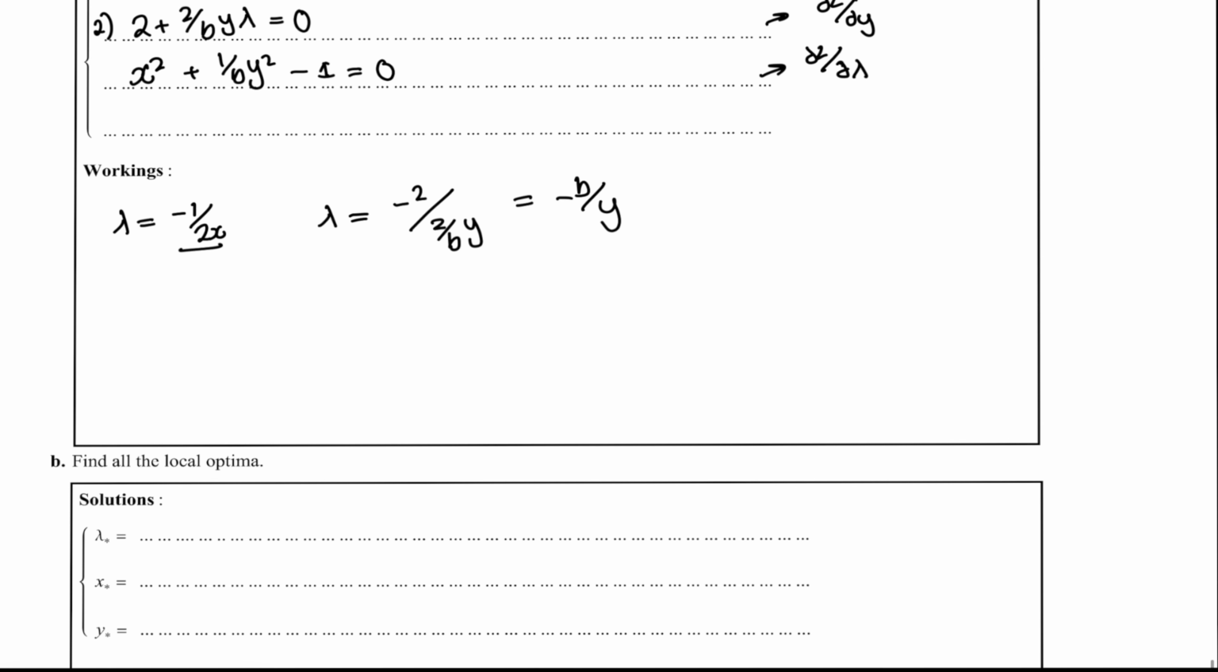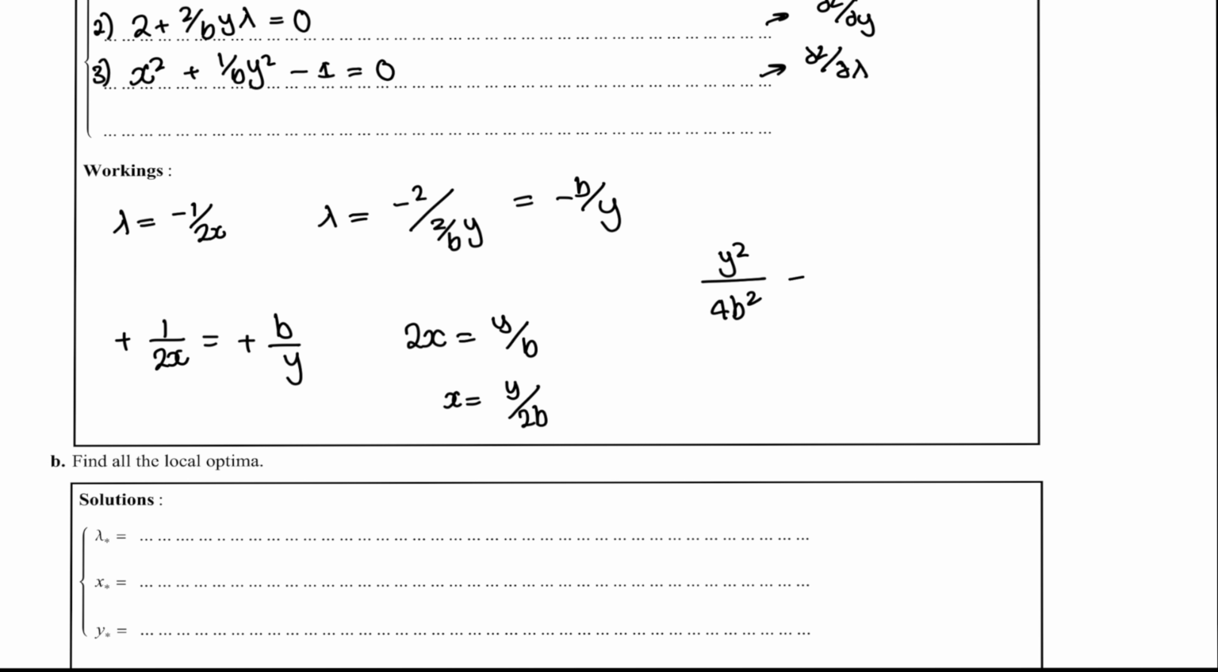If we now equate these two together, we have minus 1 over 2x is equal to minus b over y. We can change these both into pluses. So then we get 2x is equal to y over b, and therefore x is equal to y over 2b. If we now substitute this into our third equation, which is the constraint, we get y squared over 4b squared plus (1/b)y squared is equal to 1.